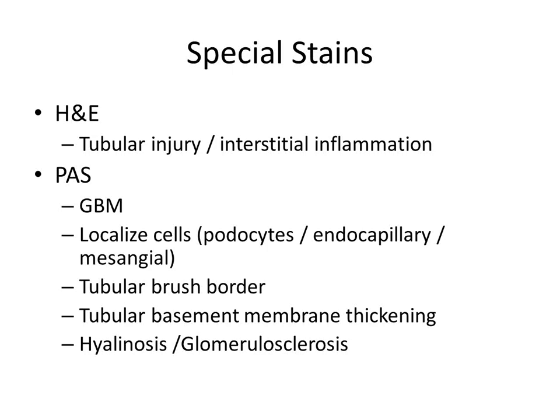I also look at the PAS to look at the basement membrane of the tubules. If it's really thickened, that means that tubule is atrophic and it's not going to come back. So basically, no matter what you do to help that patient, those tubules that have a thickened basement membrane are gone. So if pretty much every tubule has a very thickened basement membrane, then that's a poor prognosis for the patient. And then going back to the glomerulus, the PAS highlights hyalinosis and glomerular sclerosis.